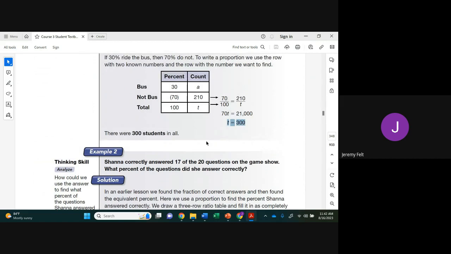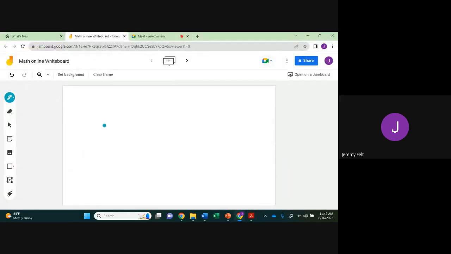Okay, Shanna correctly answered 17 of the 20 questions on the game show. What percent of the questions did she answer correctly? And you can do either percent and actual or actual and percent. It doesn't matter. Just make sure they're lined up correctly.